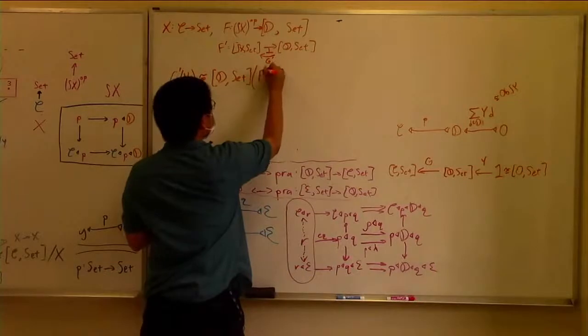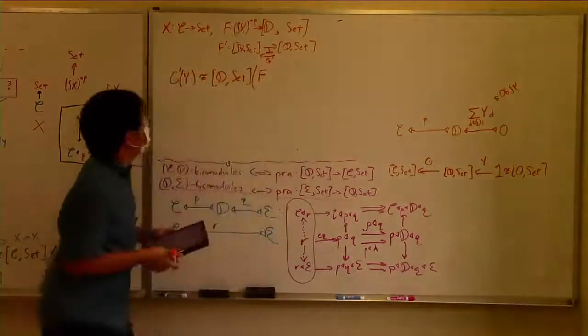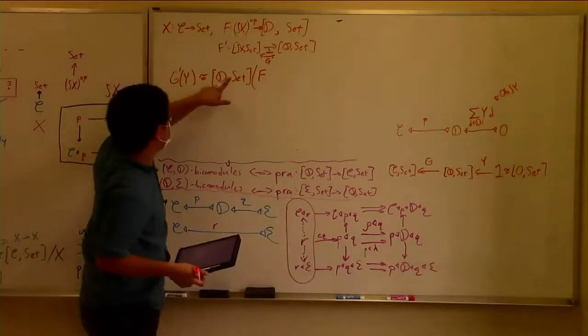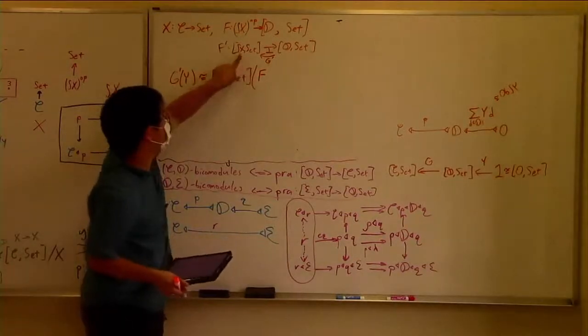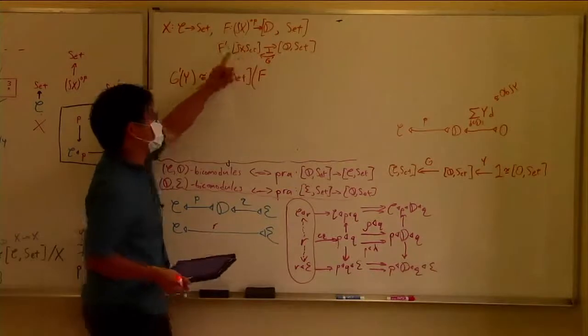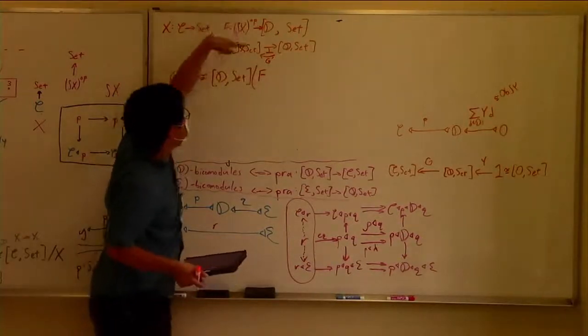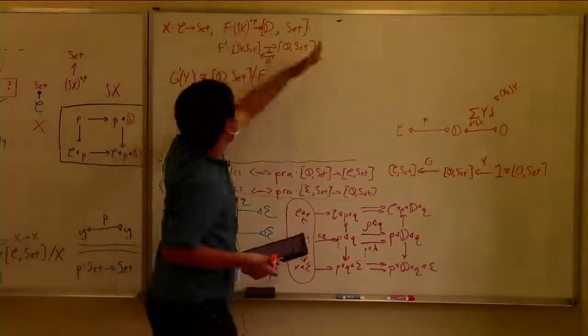Now, what do I mean by that? Well, this f here, because this is going to be a functor from the category of elements of x to set, I'll just call this integral x to set. Now, this functor takes in some integral x and spits out a D set.